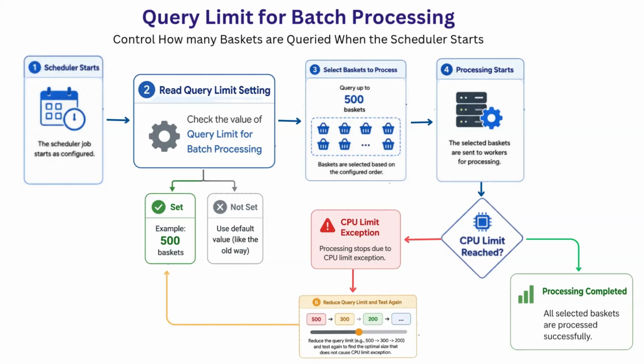So you can set the query limit for batch processing. It defines the maximum number of baskets that are retrieved and processed when the scheduler starts. Adjusting this value helps optimize performance, efficiently manage large volumes of data, and avoid CPU limit exceptions.